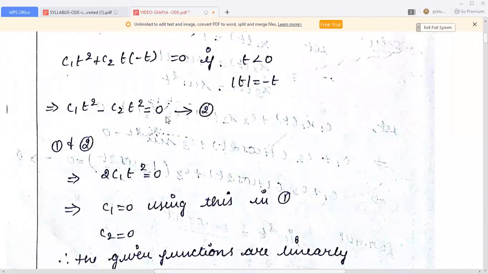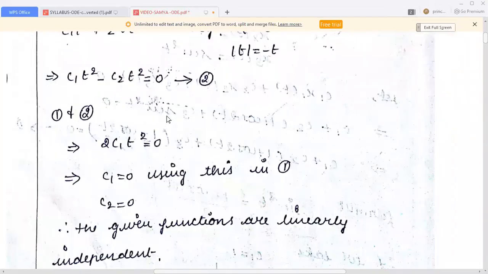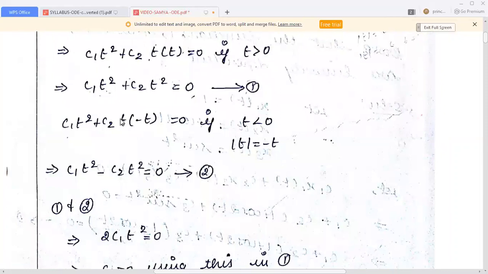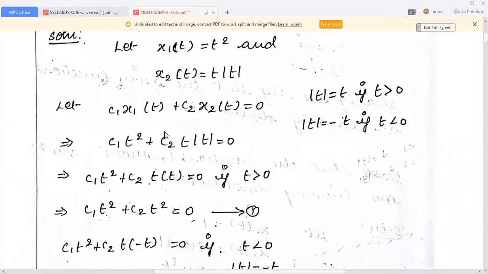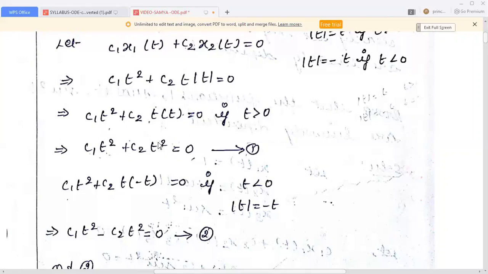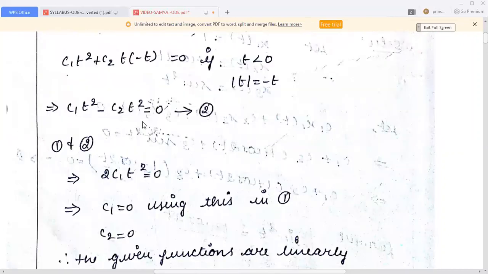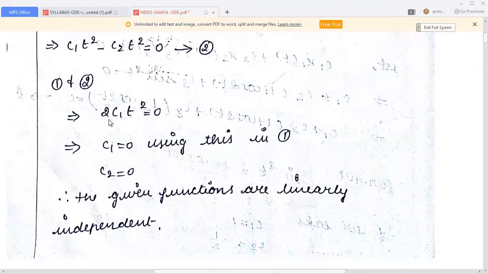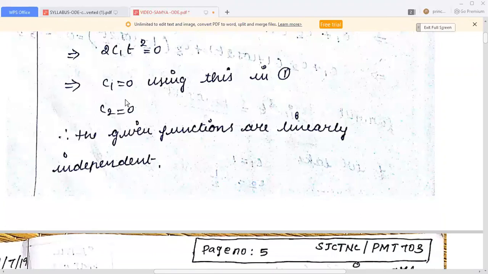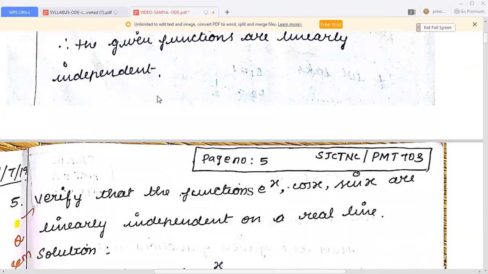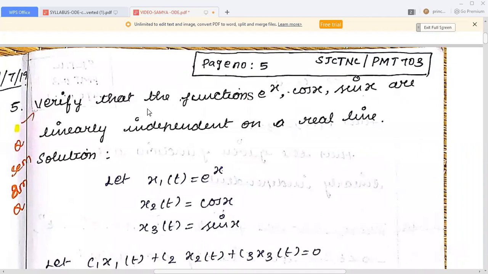So adding equations 1 and 2, plus c2 into t square minus c2 into t square get cancelled. So here we get 2 into c1 into t square equal to 0. This implies c1 equal to 0. Using this result in equation number 1, we get c2 equal to 0. Therefore, all the constant values are 0. Therefore, the given functions are linearly independent. Next problem.